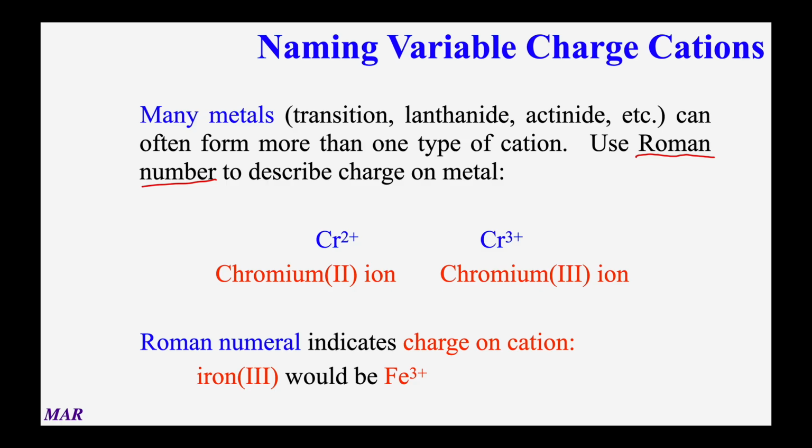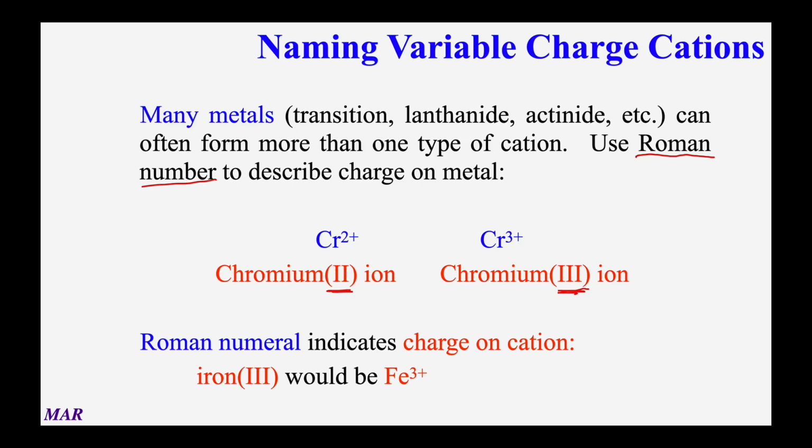We would call chromium +2 the chromium 2 ion with a Roman numeral, and chromium +3, we would call it chromium 3 ion. So that's how people distinguish one from the other. If you told me you had a chromium ion, I would not know which one it was, all right? And I have a PhD, I should know everything, right? Well, no, I don't. And no one should. So the Roman numerals are really important.